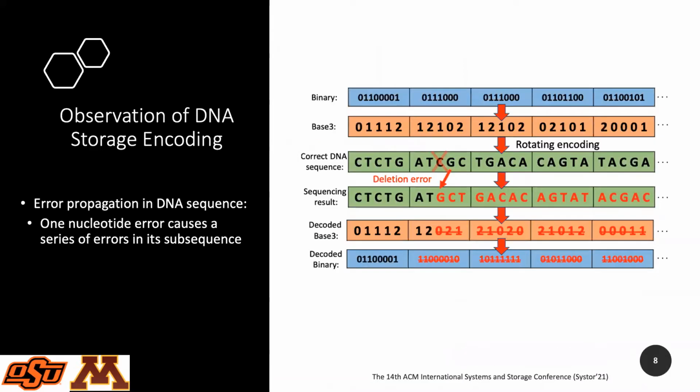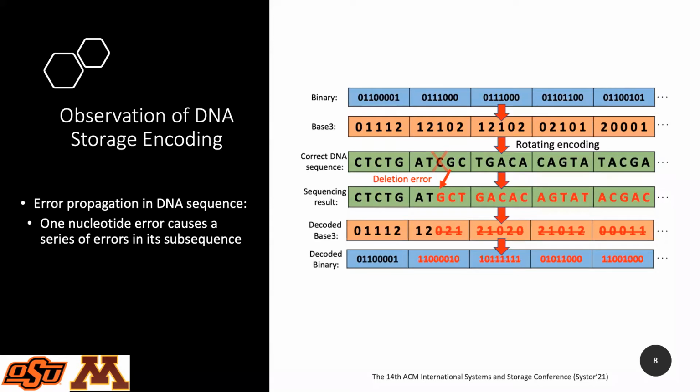But based on the rotating encoding manner, there is one observation in DNA storage, so-called error propagation. Error propagation indicates that one nucleotide error can cause a series of errors in its subsequence. In the example on the right side, if we have a deletion error at the third row, it means we cannot read the nucleotide C out. Then the rest of the nucleotides will be shifted left by one nucleotide. And after decoding, we will read totally wrong data.